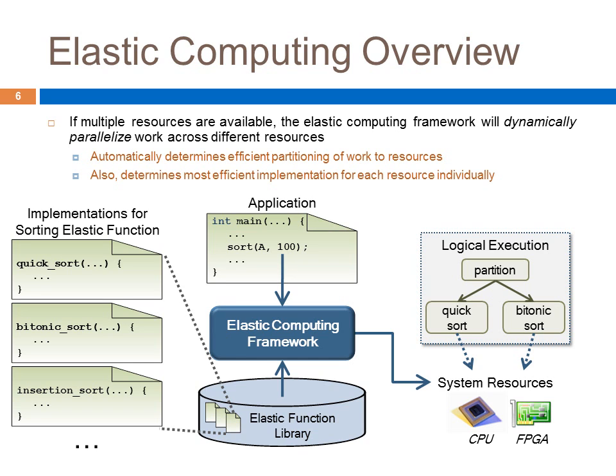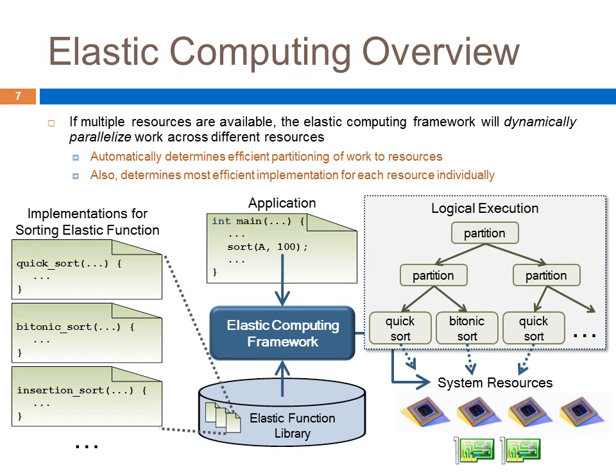And what makes this really effective is that elastic computing can apply this divide and conquer strategy recursively to basically support an arbitrary number of parallel resources. So if we have 4 CPUs and 2 FPGAs, elastic computing could simply partition the input data more times to create more parallel sorts. Or if we had 100 resources available, it could partition the input into 100 parallel sorts. And again, it does so at each step with the goal of load balancing all the computation to maximize speedup.